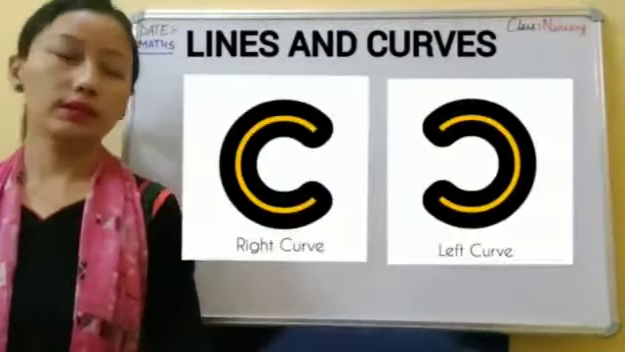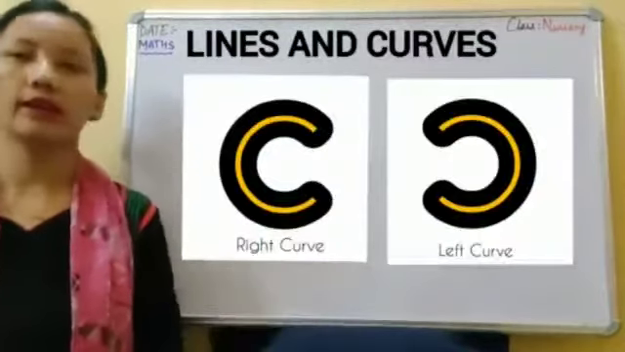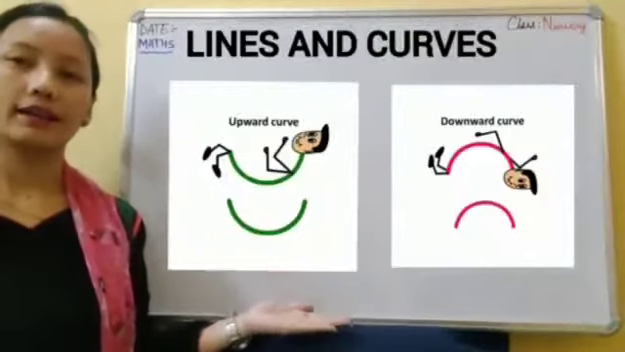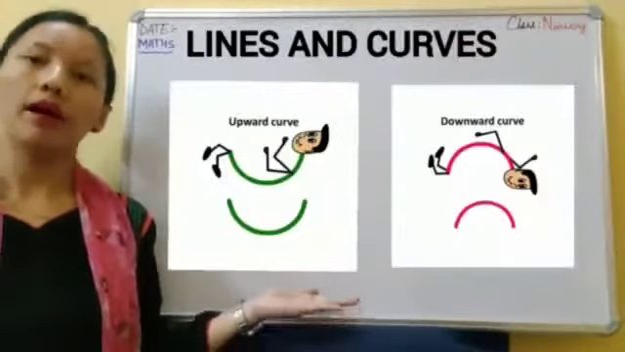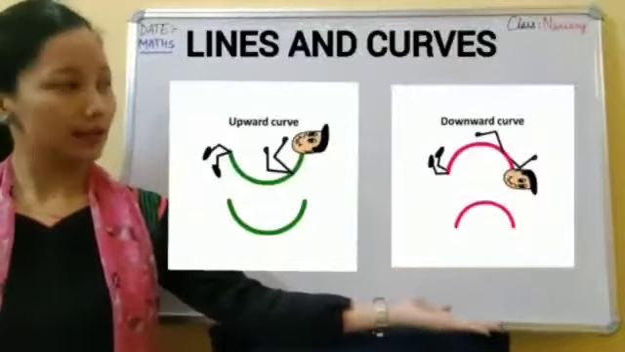Good. Now students, here we have curves, right? As you can see over here, this is a right curve. Good. And this is a left curve. Very good. Now next, this is an up curve. This is a down curve.